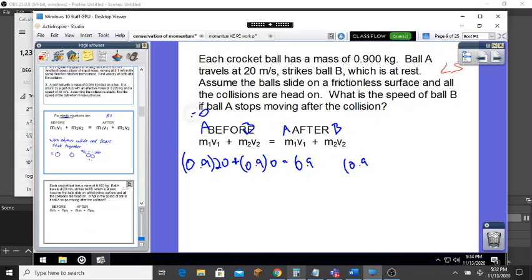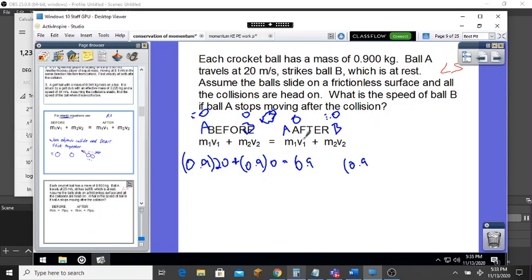You have one ball here, it's moving. The other ball is not moving. There's a collision here. Assume the balls slide on a frictionless surface and all the collisions are head-on. What is the speed of ball B if A stops moving? So this ball hits this one, and then A stops, but then B starts moving. I'm sure you guys have seen that in pool, right? Where somebody hits a ball, and then that original ball stops moving, but it makes the other ball move, right? So we're going to figure out how fast they are going.